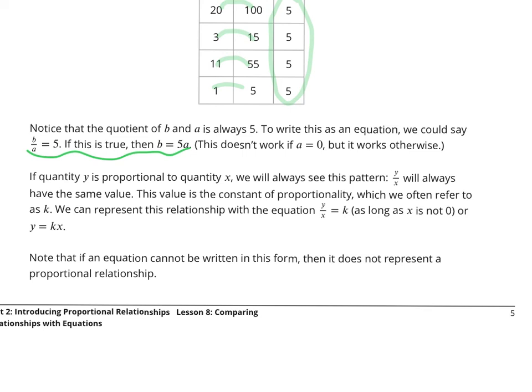If quantity y is proportional to quantity x, we will always see this pattern. Y divided by x, the right divided by the left, will always have the same value. This value is the constant of proportionality, which we often refer to as k, and we can represent this relationship with the equation y over x equals k, or as our more famous equation, y is equal to k times x, so some number times x. Note that if an equation cannot be written in this form, then it does not represent a proportional relationship. So again, anything weird going on in that equation, it's not proportional.